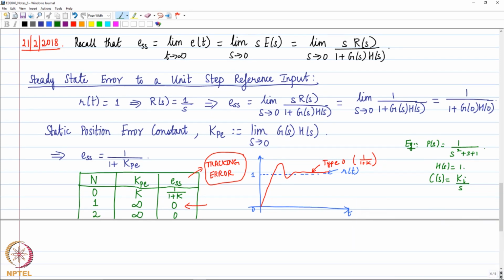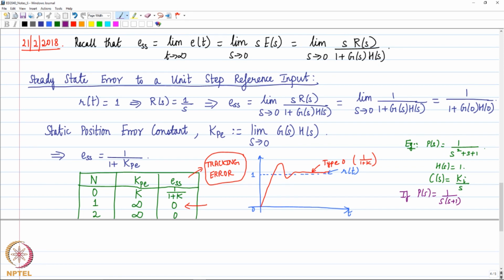If my plant transfer function already had, if P of s were like 1 by s plus 1, I don't need an integral controller to make the steady state error go to 0. I can use proportional control itself. So the main key thing is that if I want to track a unit step input with 0 steady state error, the only thing I need to check is whether the open loop transfer function has a 1 by s term.